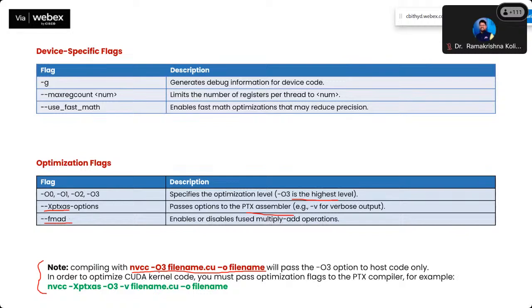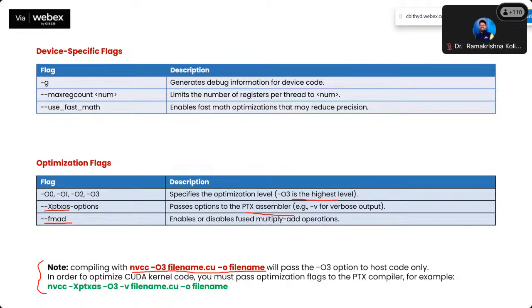If you compile your CUDA program with the hyphen O3 flag, because I have not used the xptx flag here, that means it will not show you any error, it will compile your code successfully. But the main problem is that the code will be optimized for the CPU only, while you are expecting optimization for the GPU, which will not happen.